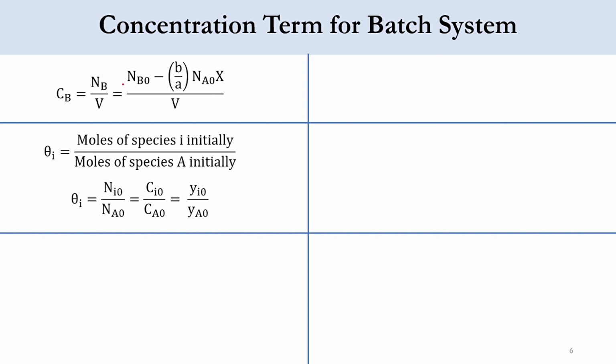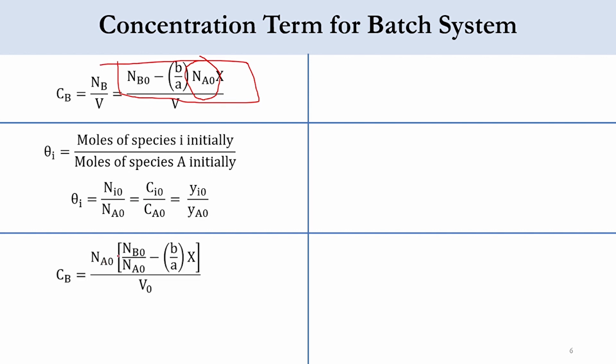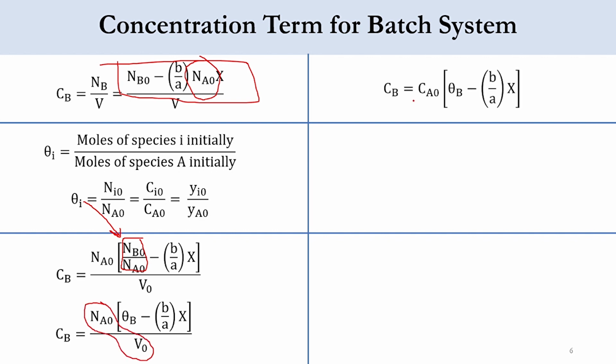So how can we transform it? We can take Na naught common from this expression. Once we take Na naught common from here, that will be Nb naught over Na naught minus B over A into x. Now this Nb naught over Na naught, as per this definition, will become theta B, minus B over A x, over V naught. Now this Na naught over V naught will transform into Ca naught, so Cb is equal to Ca naught theta B minus B over A into x. The concept is very simple. You have to first take the number of moles of the limiting reactant out of the equation, or take it common from here.